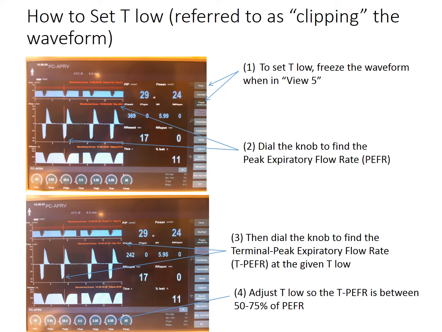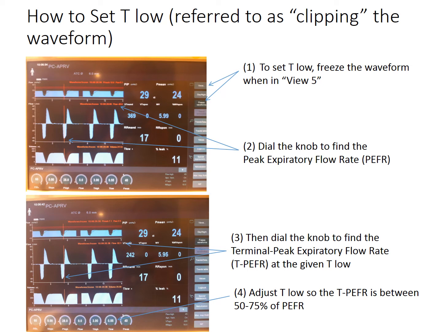Then you're going to dial the knob to find the terminal peak expiratory flow rate at the given Tlow. This is your clip. If you look at this graph, you see a nice almost 45-degree angle sloping back towards baseline, and then a sharp clip up. Basically you're looking for that little corner.